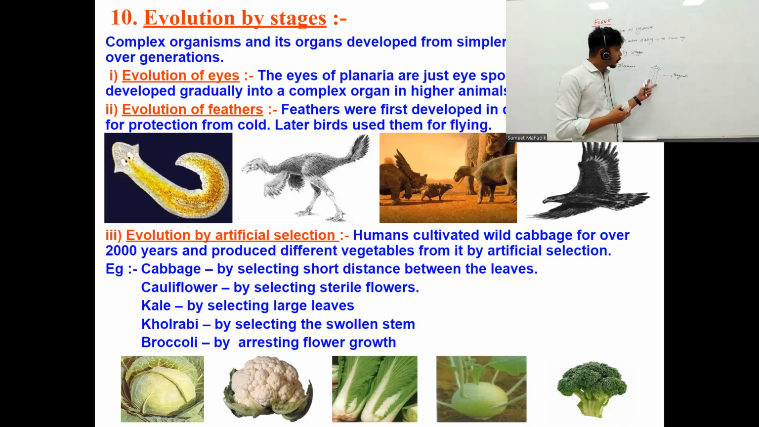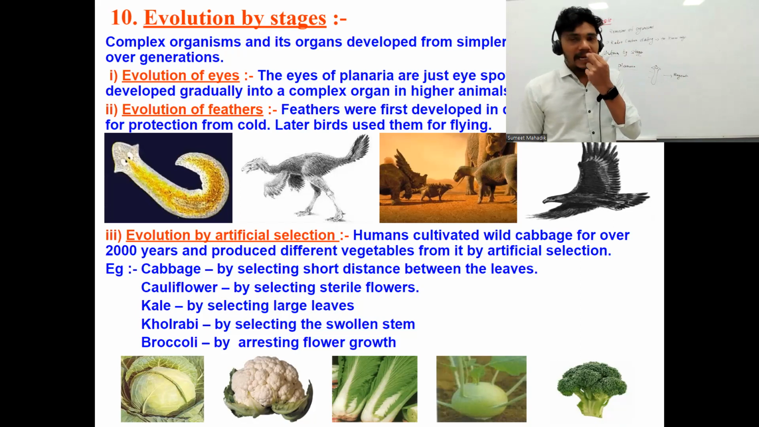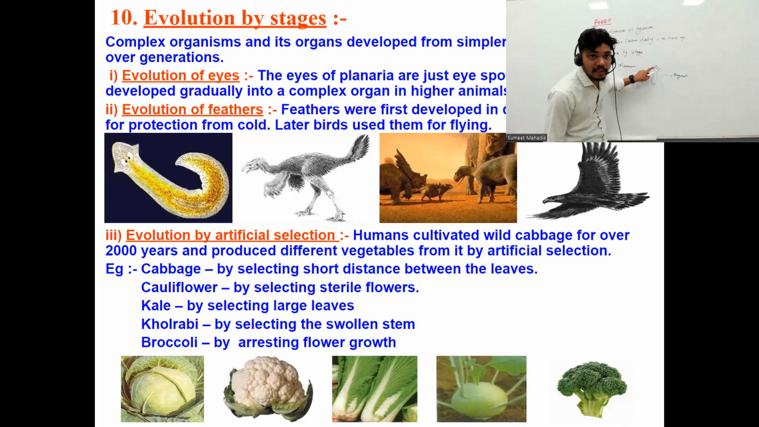Why should this organism require an eye? No use of that. It just wants to grow. Microbes do not have an eye. They just sense the environment. So these are spots that detect light. So these are not eyes. These are the spots that detect light. It developed gradually into the complex organ in higher animals, because earlier the planaria did not get direction properly. So whenever it gets light, the spots developed in such a way that it goes there.